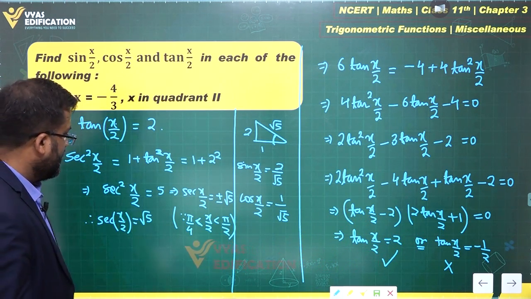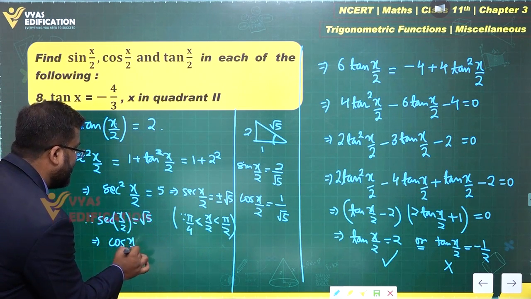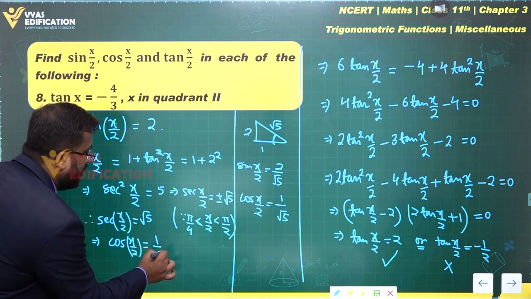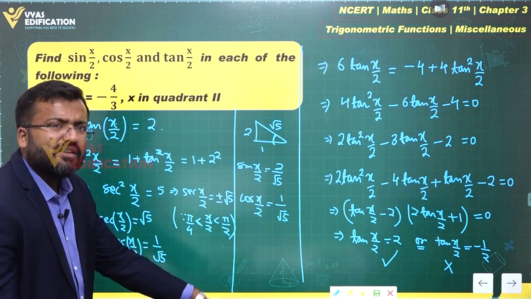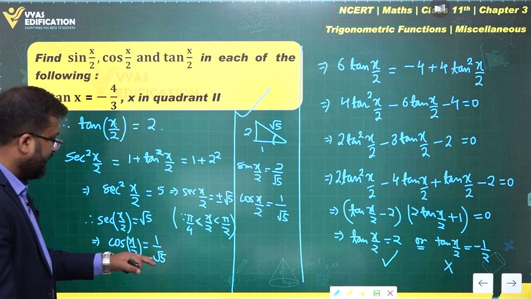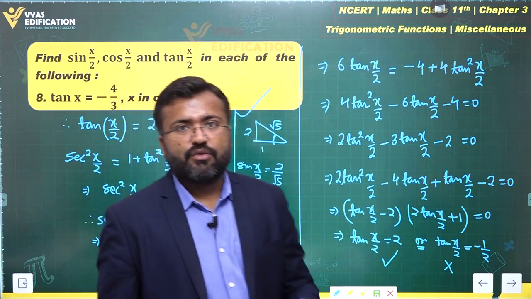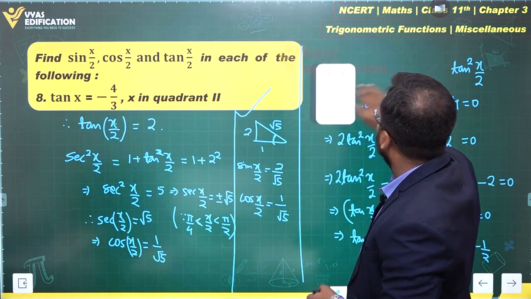Using this idea, sec(x/2) is root 5, which implies cos(x/2) is pretty simple. Cos(x/2) is 1 over root 5. Oh, but this is what we obtained over there. Yeah, that's what you obtained. You have already obtained this in the rough. Cos(x/2) is 1 by root 5. This is using the analytical approach. What next? What about sin(x/2)? Can I find sin(x/2) as well? Yes.